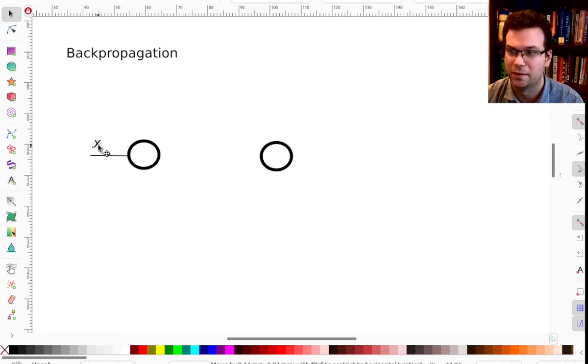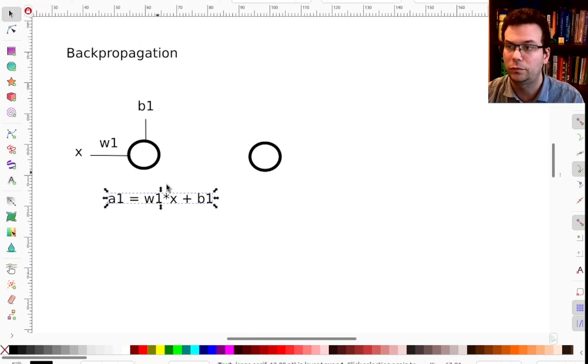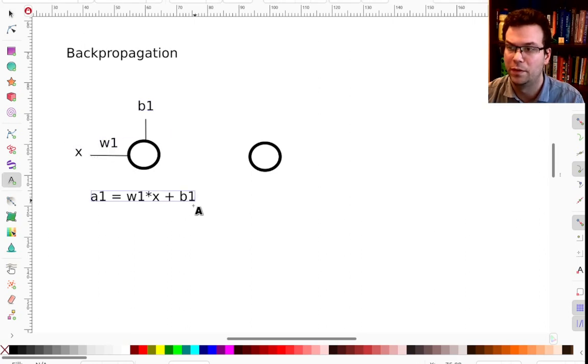So I'll call this X. And each neuron is just going to have a single weight and a single bias. So I'll call this first weight W1, the first bias B1. And so the output of this, which I will call A1 actually. So I'll say A1 is equal to W1 times X plus B1. And that is what's going to come directly out of the affine part, or the linear part plus this offset.